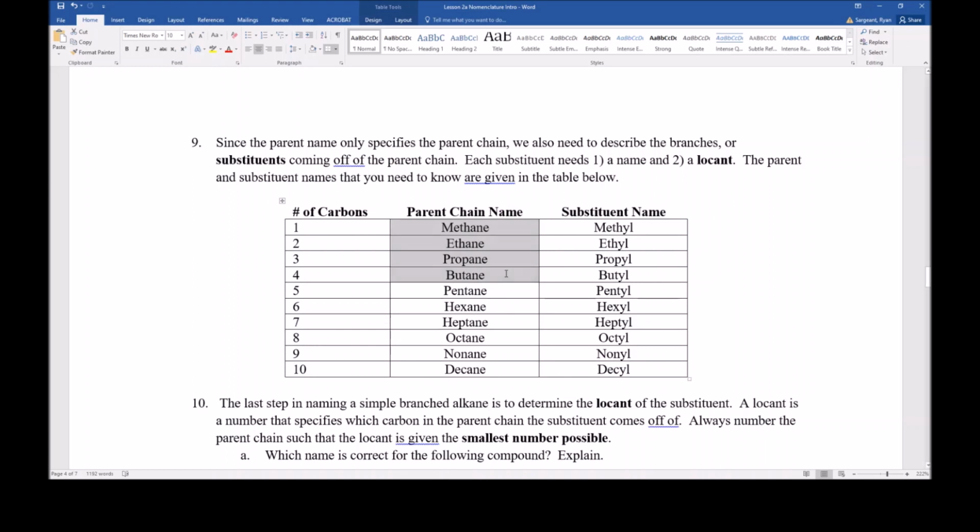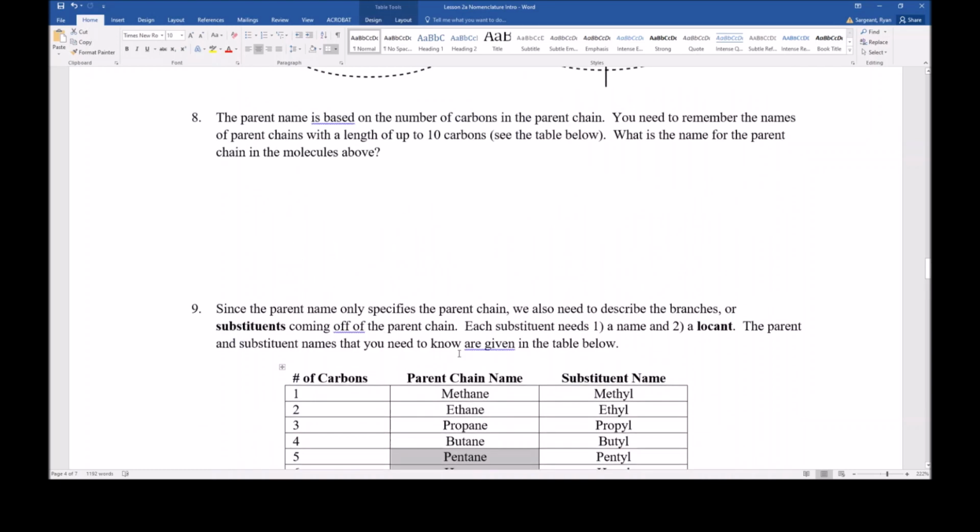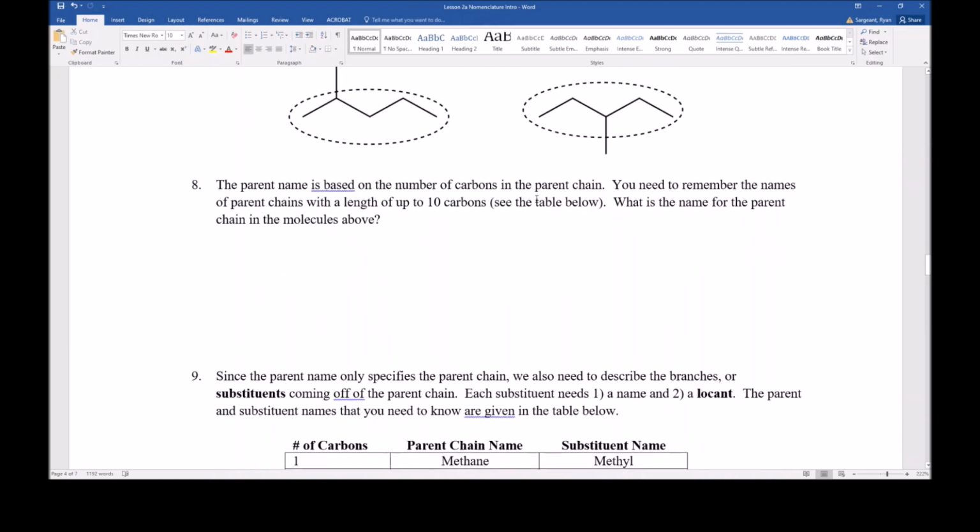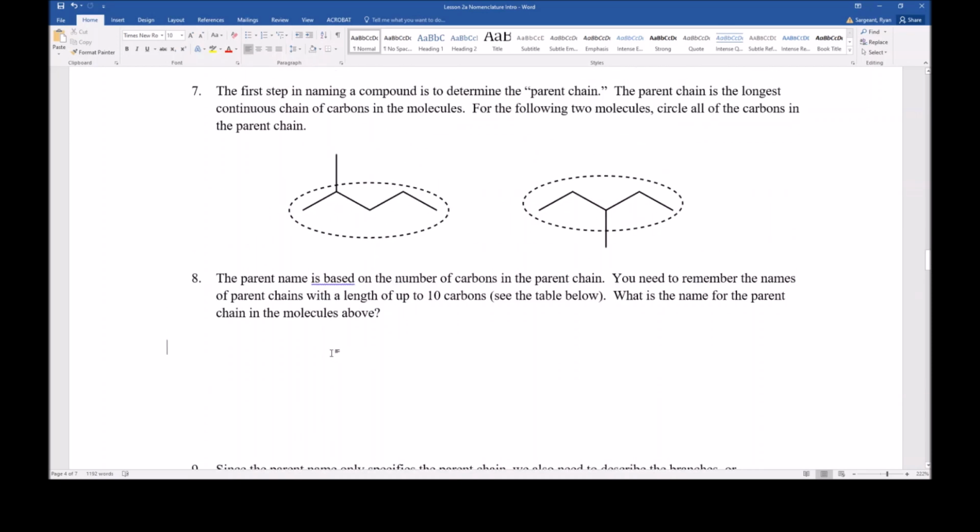One of the common points of confusion that students have is they mix up propane with pentane quite a bit. So just remember that for the first four, the name doesn't give you any indication of the number, and the next five, hopefully if you remember some of your geometry, you've seen pentagons and hexagons and heptagons, octagons. All right. So you need to remember the names of the parent chains with lengths of up to 10 carbons. What is the name for the parent chain in the molecules above? Well, both of them have 5 carbons, so I left a lot of space for you to type one word, pentane. They're both some form of pentane.